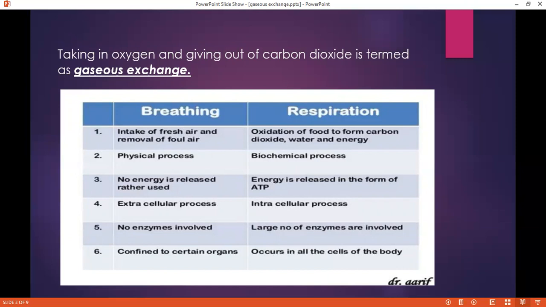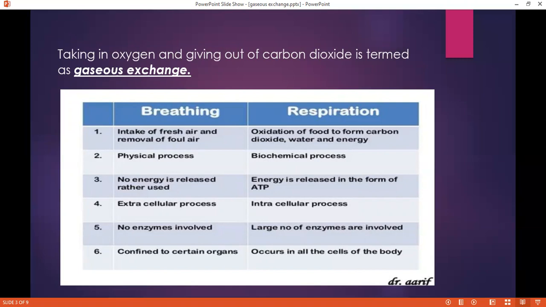Students, in the process of breathing there is no energy release, whereas in respiration your body forms ATP. Breathing is an extracellular process and respiration is an intracellular process. No enzyme is involved in breathing, whereas a large number of enzymes are involved in respiration because respiration takes place inside the cell.